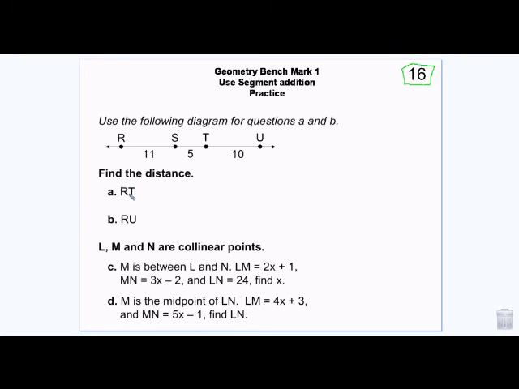4a. RT, did you all get 16? I did. Yeah? Okay, so RT is this part. So you just add 11 and 5. Don't overthink it. I was really overthinking. Yeah, don't overthink it. Okay, so try RU. And then I'll give you guys the answer for that one in just 2 seconds.